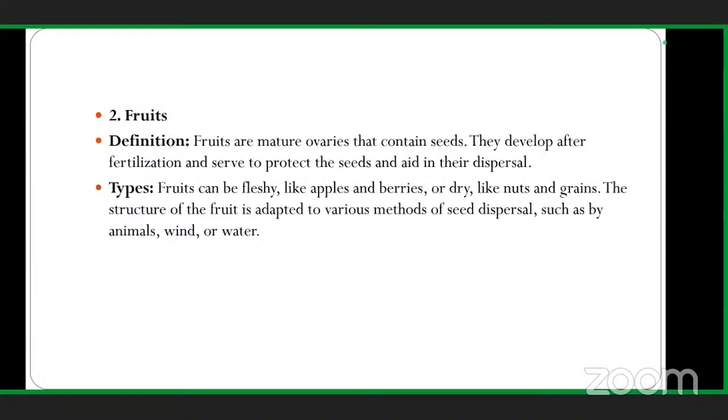Number 2 is the fruits. We are discussing the parts of the angiosperm. First is the flower, now next is the fruit. So what is fruit? Fruits are mature ovaries that contain the seeds.